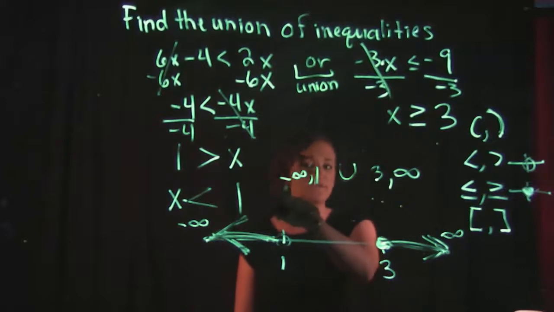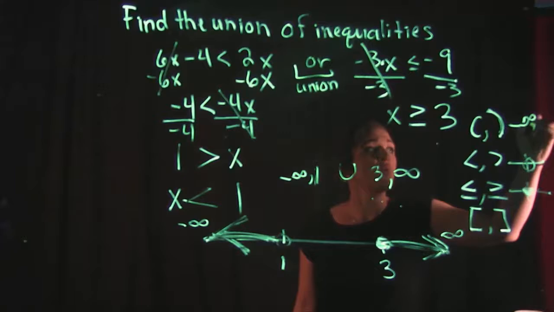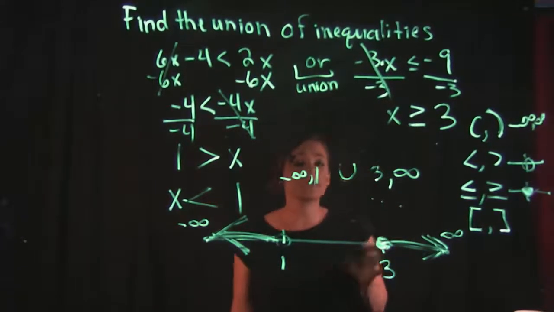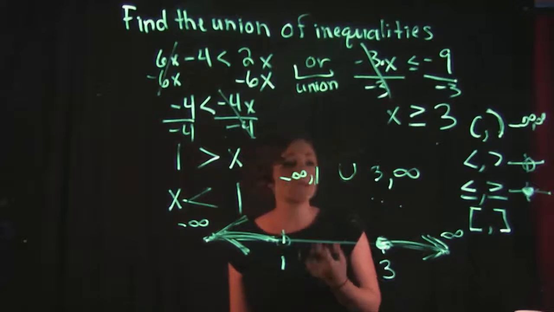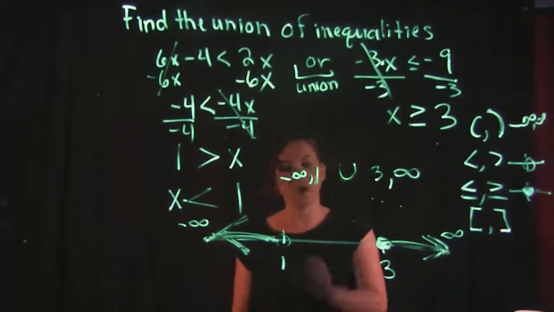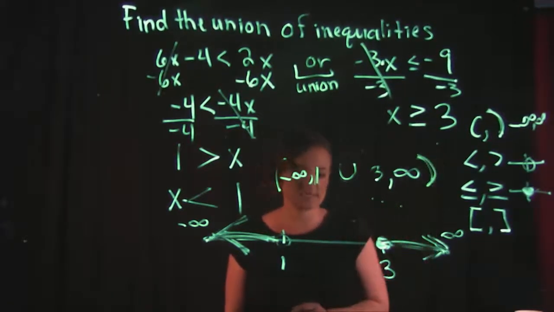So over here, negative infinity. Or let me add one more thing. Infinities will always have parentheses because you can never reach infinity. You can never get to it. There's always going to be another number, right? So by this infinity and by this infinity, I'm going to put a parentheses.